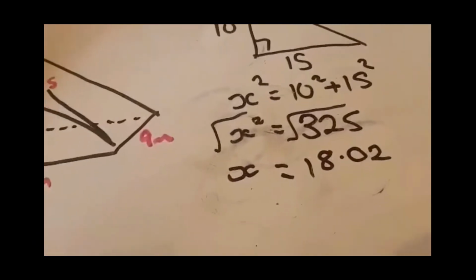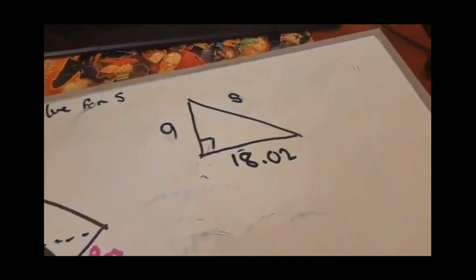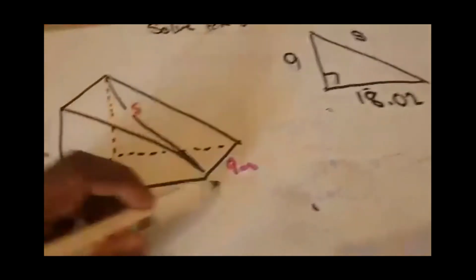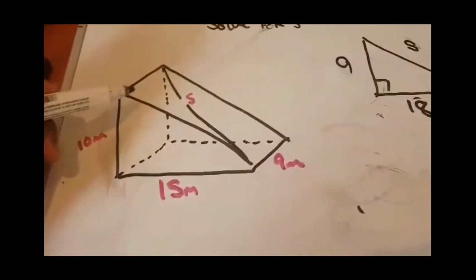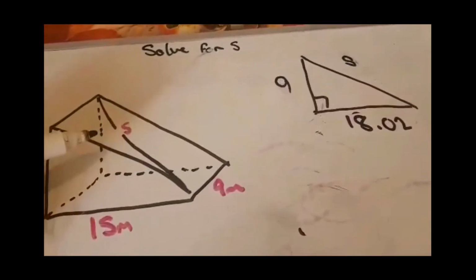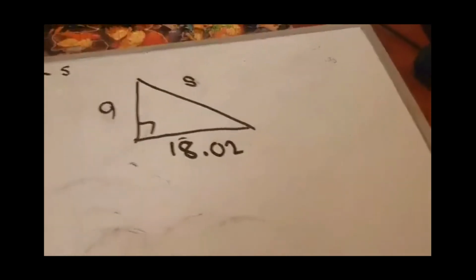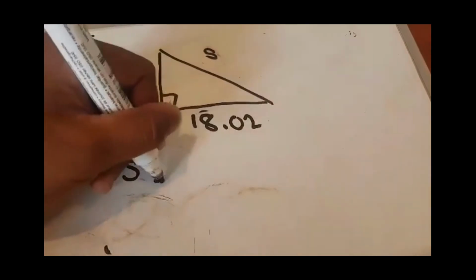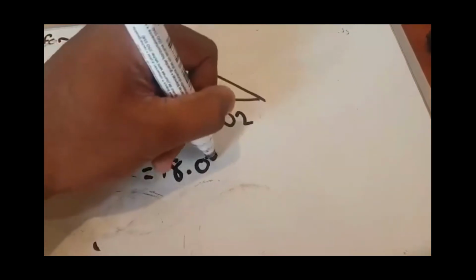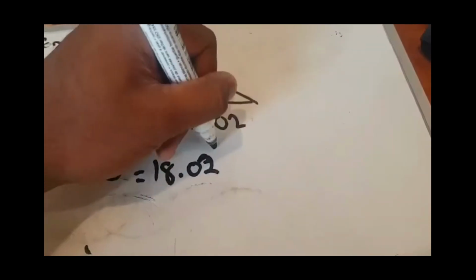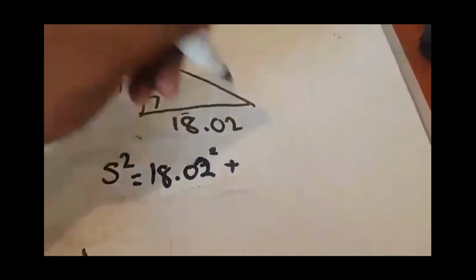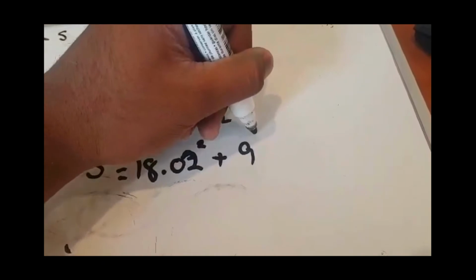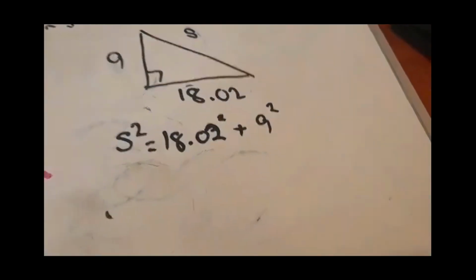So now let's draw another triangle. So now we have this new triangle. So we have 9 centimeters to be this side. We have our x amount of 18.02. And we have s. And we have to try finding s. So it's simple. It's like the normal Pythagoras. So it's s squared equals 18.02 squared plus 9 squared. And then we'll find out what that equals.